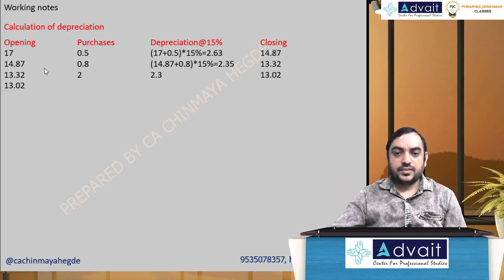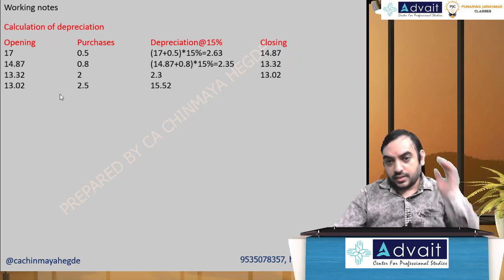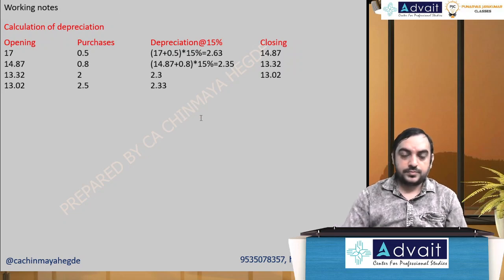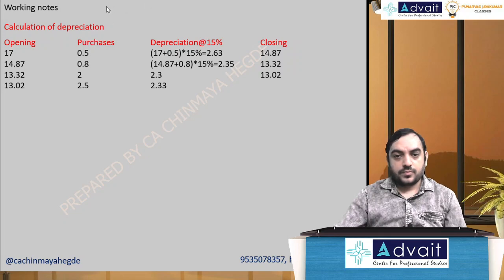Purchases 2.5. Depreciation 15%, 2.3. So closing balance: 13.02 plus 2.5 into 15% is 2.33. So 13.02 plus 2.5 minus 2.33, 13.19. This becomes the opening balance.